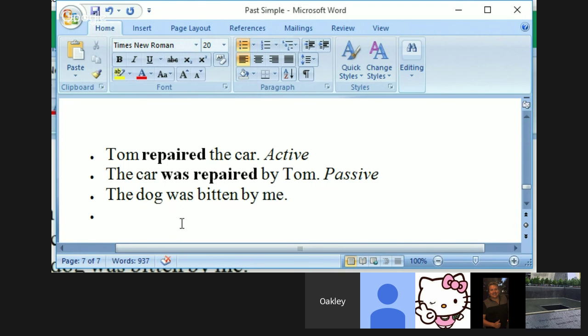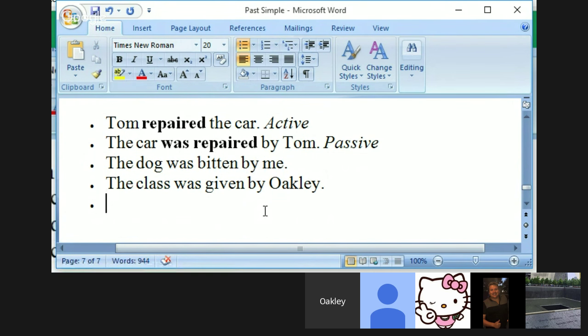Jorge, you want to give it a quick try? A quick passive? We've just got a couple minutes. The class was given by Oakley. Very good. In this case, most likely you're going to include this by phrase, this kind of information, because of the context. It may be kind of important who gave the class.